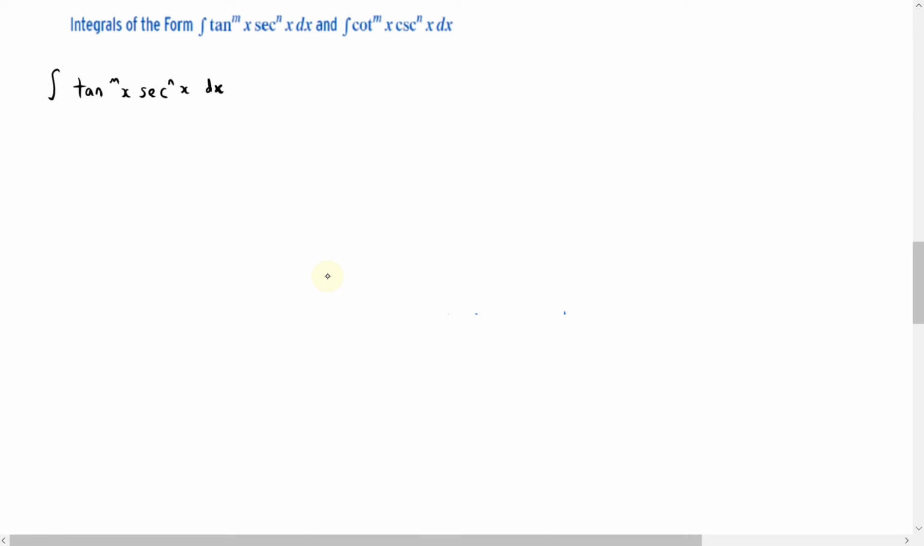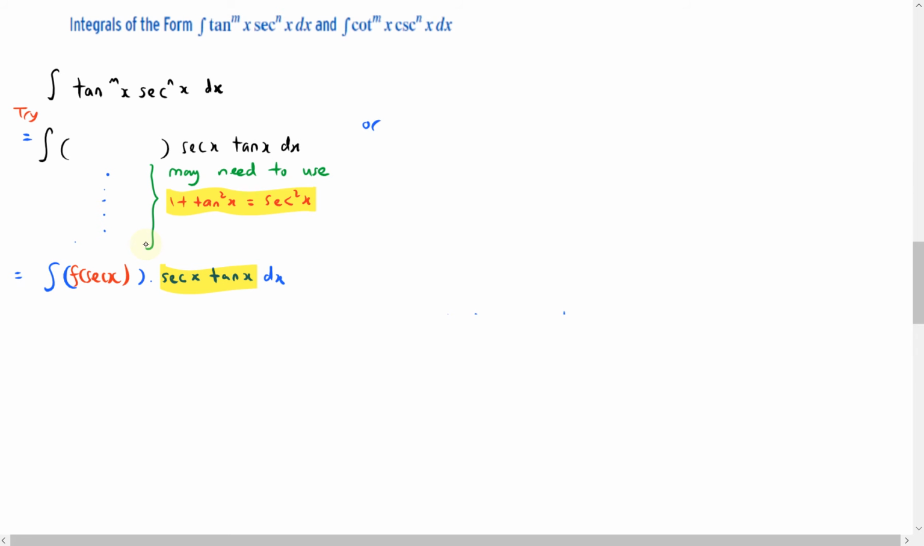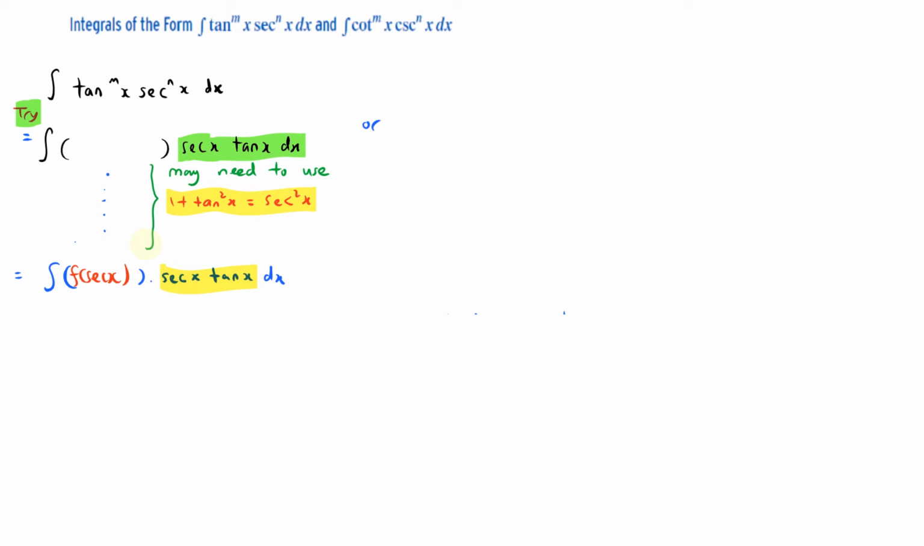So first we look at it. There are two ways we can look at it. The first way, first you try to extract secant x and tangent x dx here. That's the first step. Then second step, after this you may need to use this formula, our favorite formula.